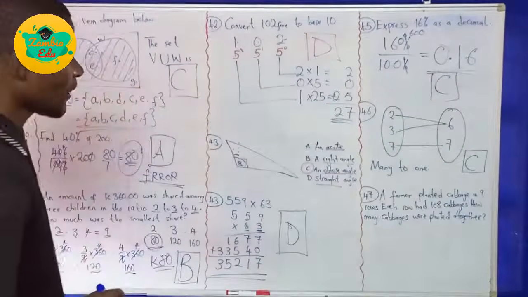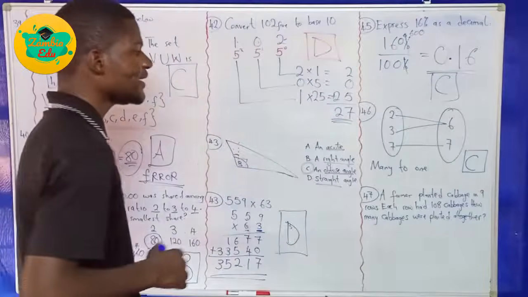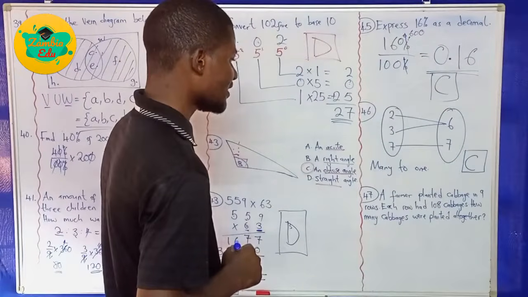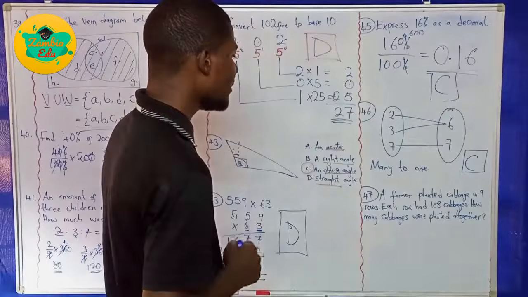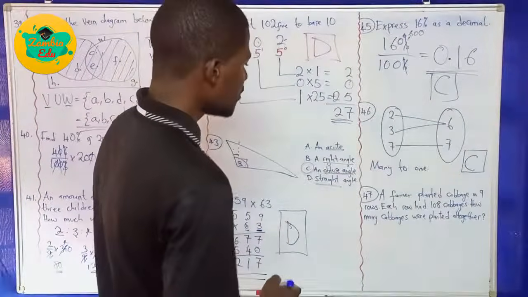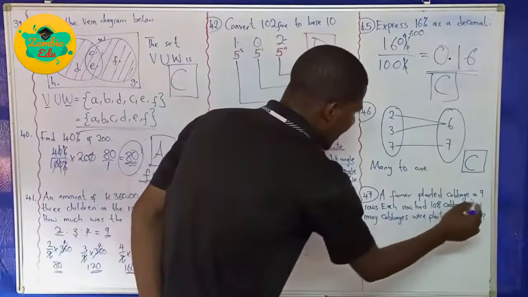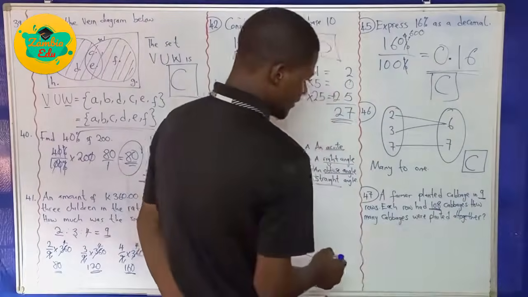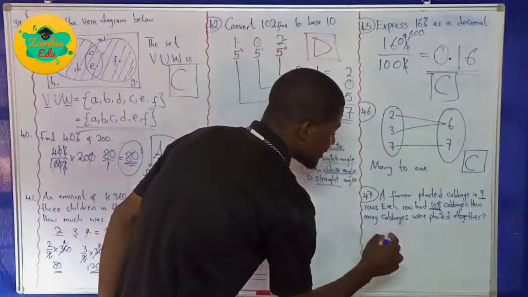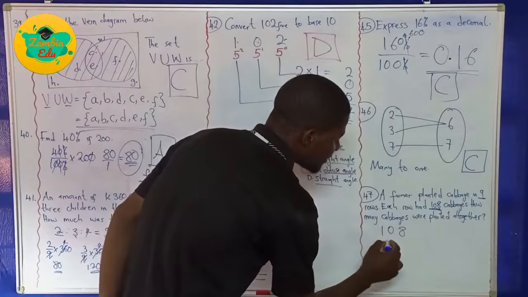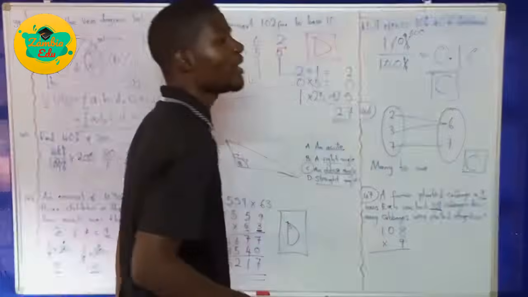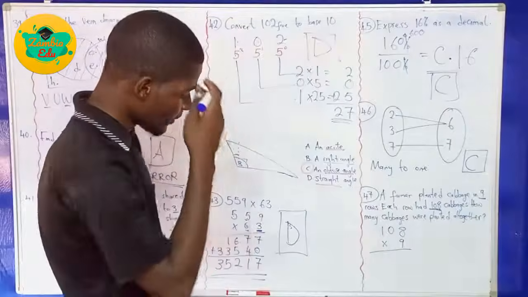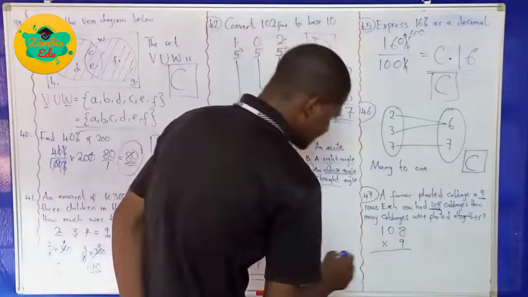Number 47. Number 47 says, a farmer planted cabbage in 9 rows. Each row had 108 cabbages. How many cabbages were planted altogether? So we are told that this farmer planted cabbages in 9 rows. However, each row had 108 cabbages. So what we are able to do there, we know we are supposed to multiply, so it will be 108 multiplied by 9 for us to be able to know the total number of cabbages which this farmer had at the end. So let's begin to multiply.